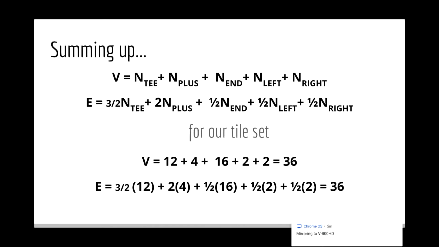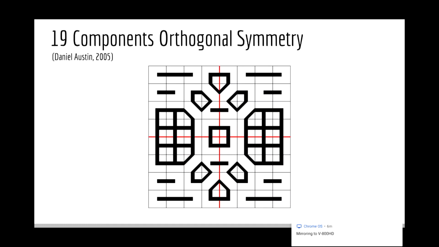So summing up the table with the frequencies we have there, my table shows that the number of vertices is the number of t pieces plus the number of plus pieces plus the number of n pieces, etc. And for our particular distribution of tiles, we get vertices are 36 and edges are 36. So here's a maximally symmetric solution with 19 components, which is the max, discovered by Daniel Austin in 2005.